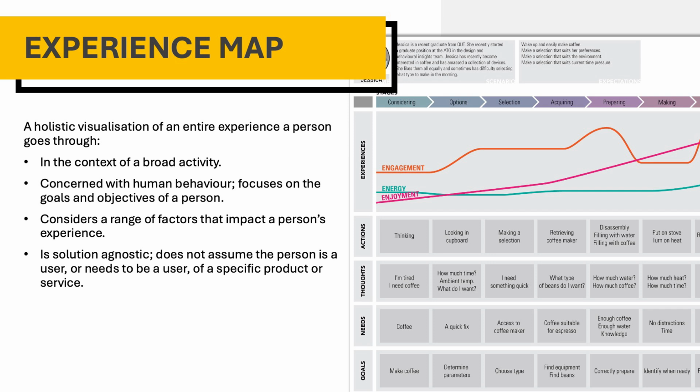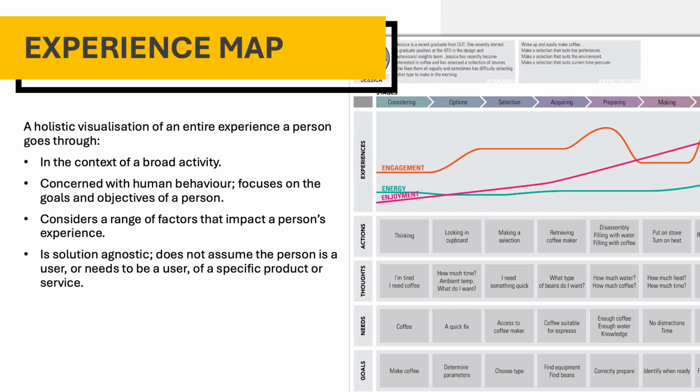These go beyond just understanding the user and start to conceptualize and represent an experience over time. An experience map is a holistic visualization of an entire experience that a person goes through. Experience maps tend to be created in the context of a broad activity, which could be something like commuting to work, independent of a particular mode of transport. Because of this breadth, they can explore the thinking process of the experiences or the thoughts about commuting to work, rather than specifics of commuting to work on a bus or on a bike.